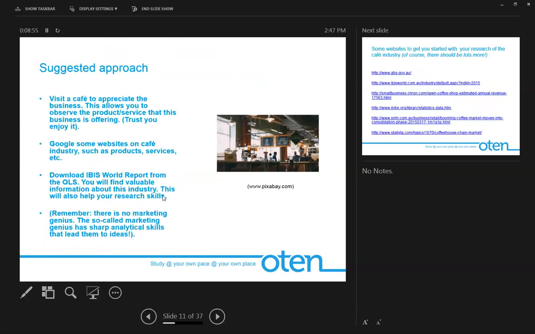This is a list of the suggested approach. We recommend you visit a cafe to appreciate the business. This allows you to observe the products and services that this kind of business is offering. Trust you would enjoy it. You can also Google some highly recommended websites on the cafe industry, such as product services, and download the IBISWorld report from the OLS.